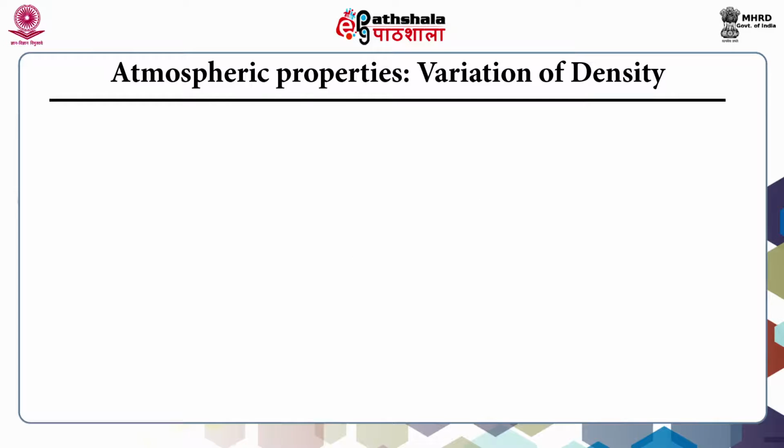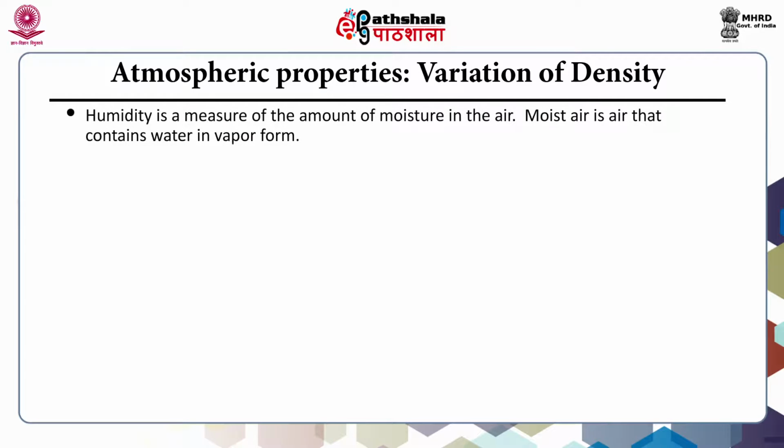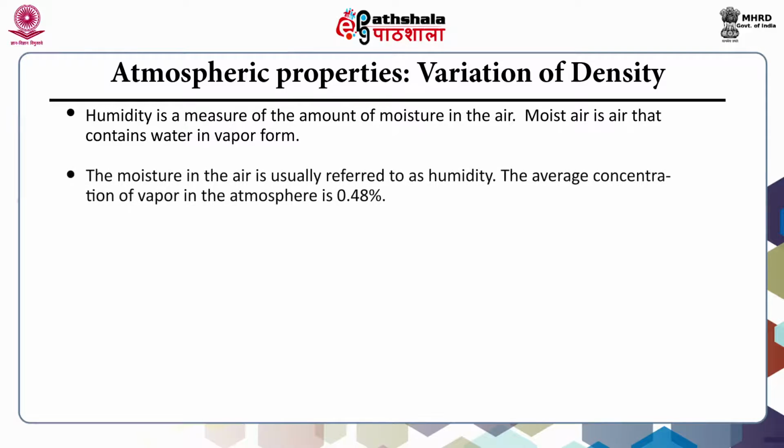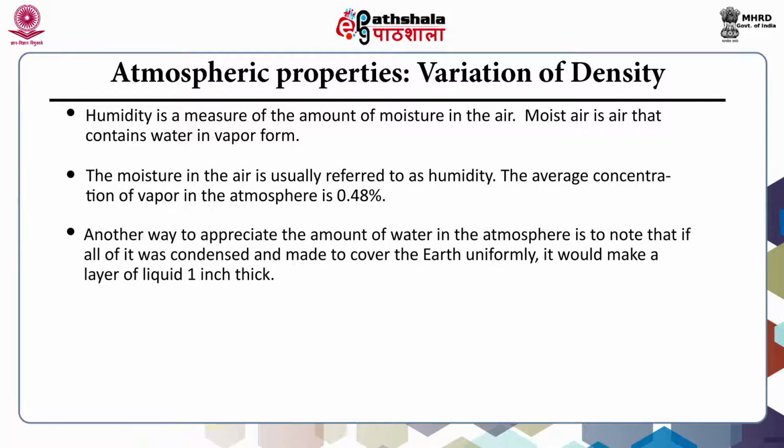The variations of humidity. Humidity is a measure of the amount of moisture in the air. Moist air is air that contains water in vapor form. The moisture in the air is usually referred to as humidity. The average concentration of vapor in the atmosphere is 0.48%. Another way to appreciate the amount of water in the atmosphere is to note that if all of it was condensed and made to cover the earth uniformly, it would make a layer of liquid 1 inch thick.